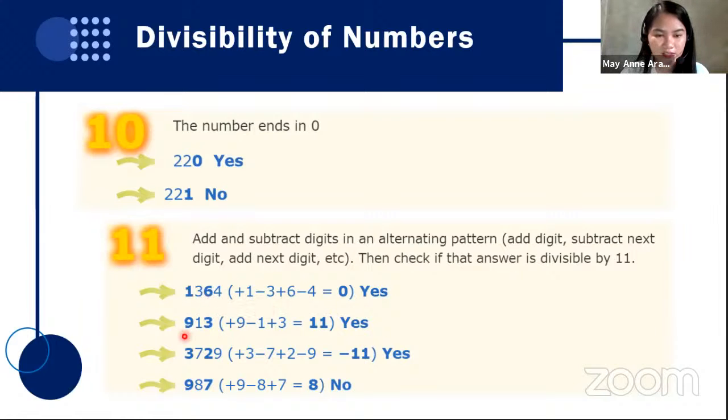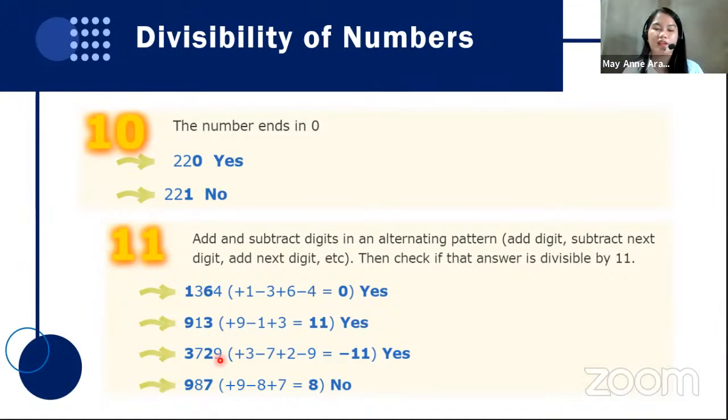And for 913, you have 9 minus 1 plus 3, that is 11. Since 11 is divisible by 11, yes. For 3,729, you have 3 minus 7 plus 2 minus 9. The result is negative 11, still divisible by 11. So you could say that 3,729 is also divisible by 11.